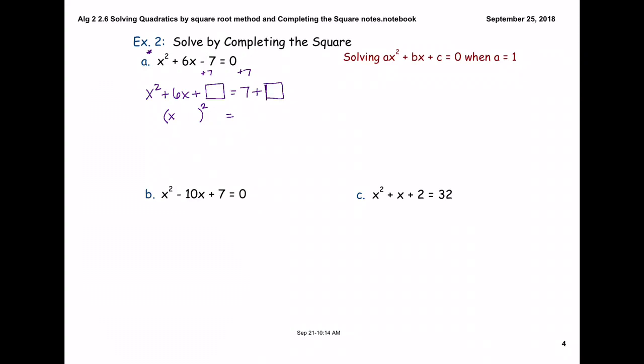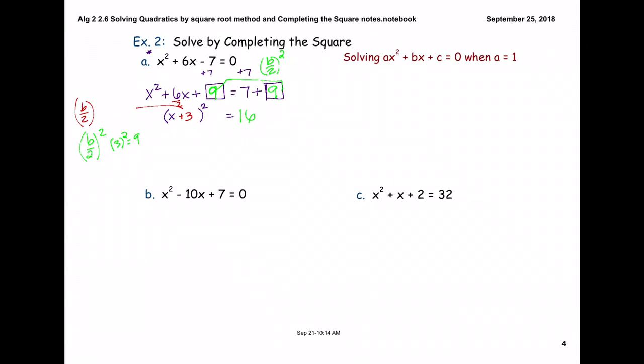So in our boxes is going to be our b divided by 2 squared, and in our perfect square down here is going to be our b divided by 2. So 6 divided by 2 gives us a positive 3. When we square that positive 3, 3 squared is equal to 9. So we place 9 in both of those boxes, combine our like terms. So we get 16 on the right-hand side.